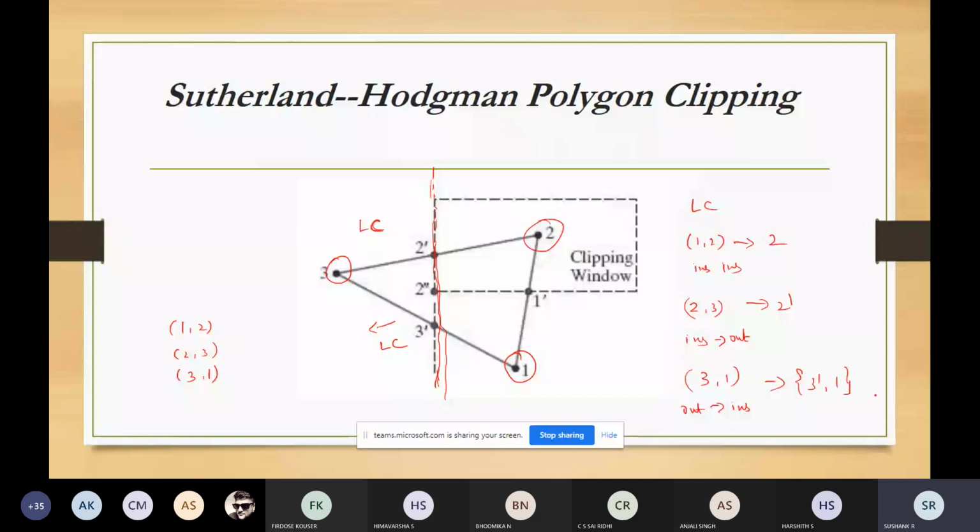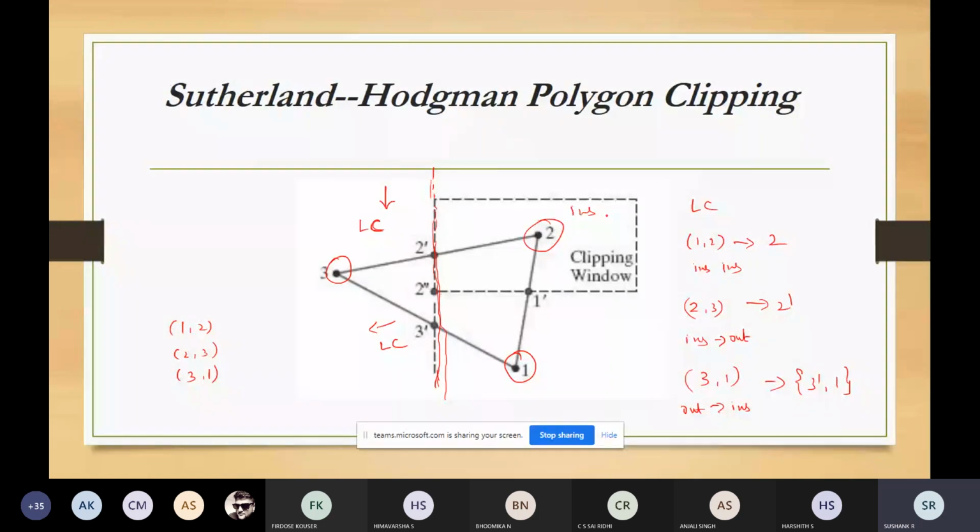Did you understand? Did you understand this? Yes or no? See whether you got this. See, whatever is here, whatever vertices are visible in this part, that is outside. The other parts are inside. So that, like that, you can remember.